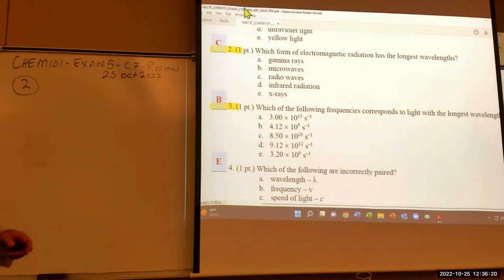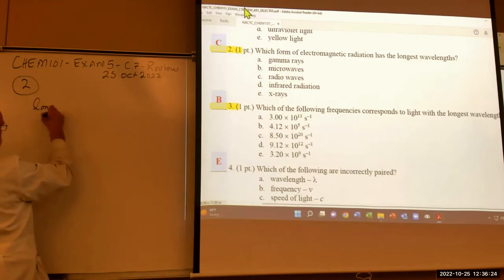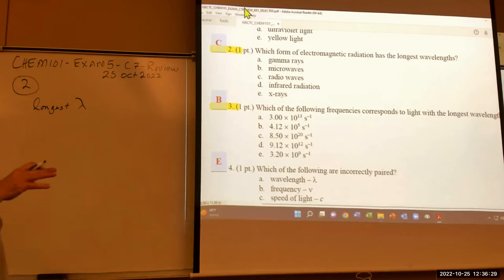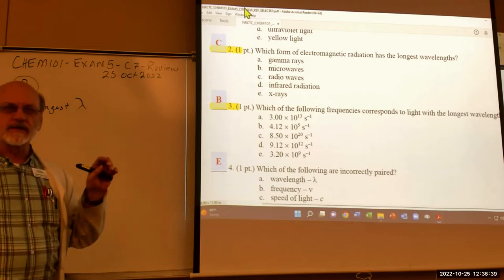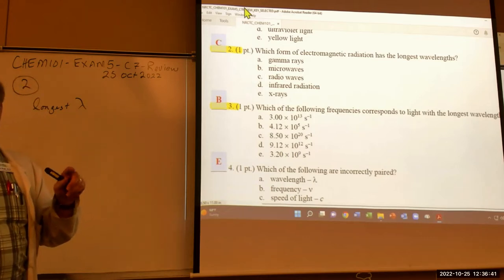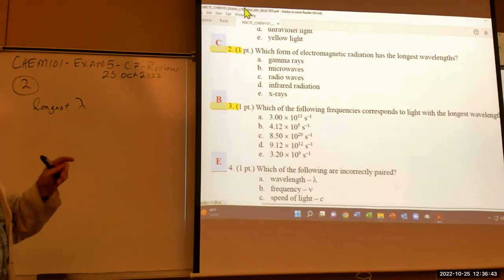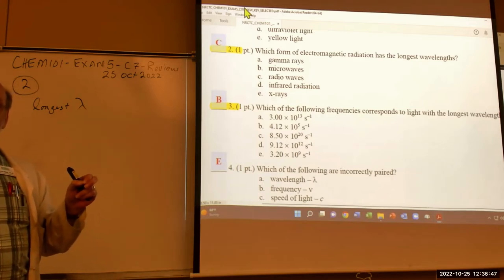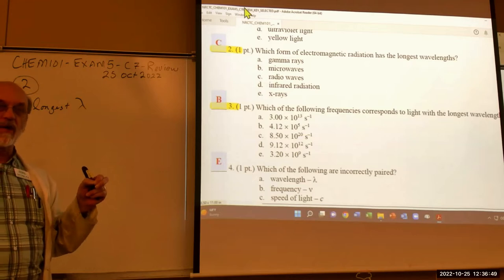All right, in that case, number 2. Which form of electromagnetic radiation has the longest wavelength? The longest wavelength out of these: gamma, microwave, radio, infrared, x-rays. So the best way to approach a question like this is energy. Which one has the greatest energy would have the shortest wavelength. Which one would have the least energy would have the longest wavelength.